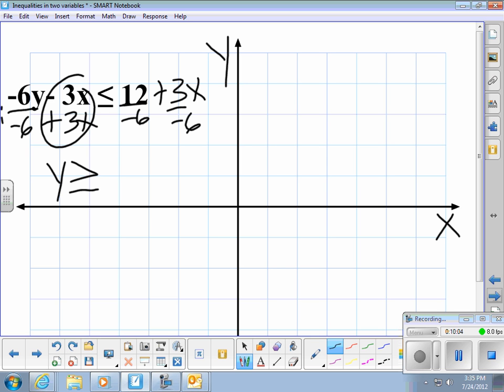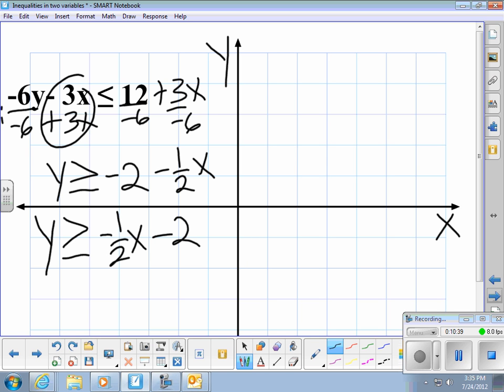12 apples divided among 6 people, each person gets 2. Positive divided by a negative is negative. 3 apples divided among 6 people, each person gets 1/2 of an apple. Positive divided by negative is negative. Let's rewrite that with the x term first, just so it's easier to find our y-intercept.